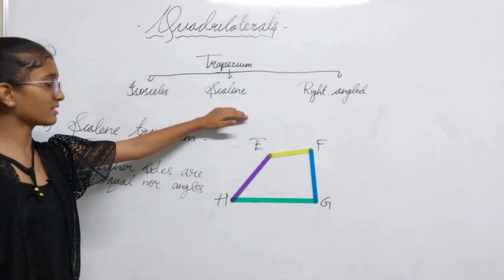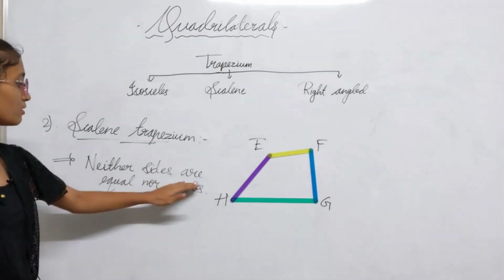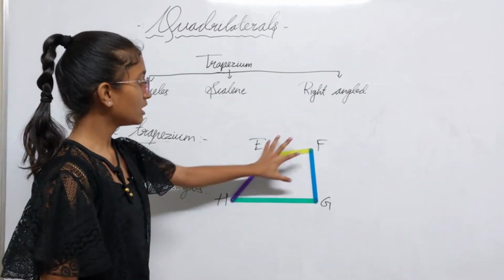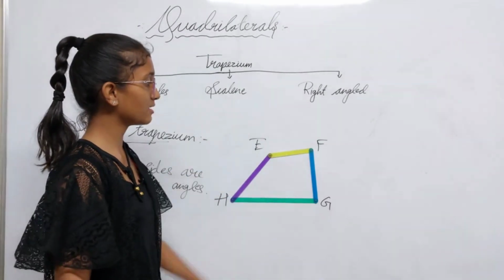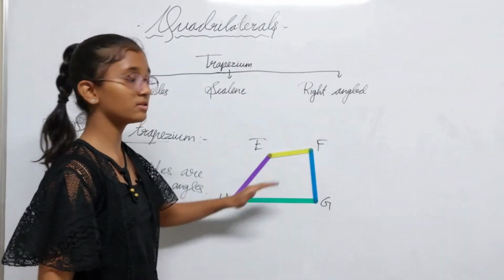So next comes the scalene trapezium. In this kind of trapezium, sides will not be equal and even angles will not be equal, which means that even in the scalene trapezium, the sides will not be equal to each other and not even the angles.